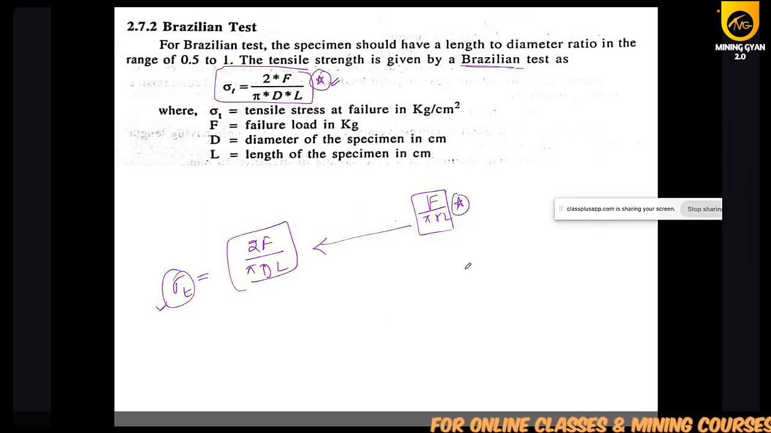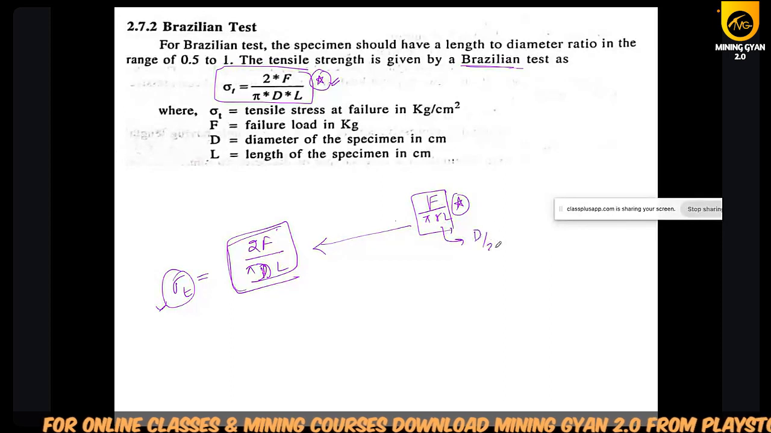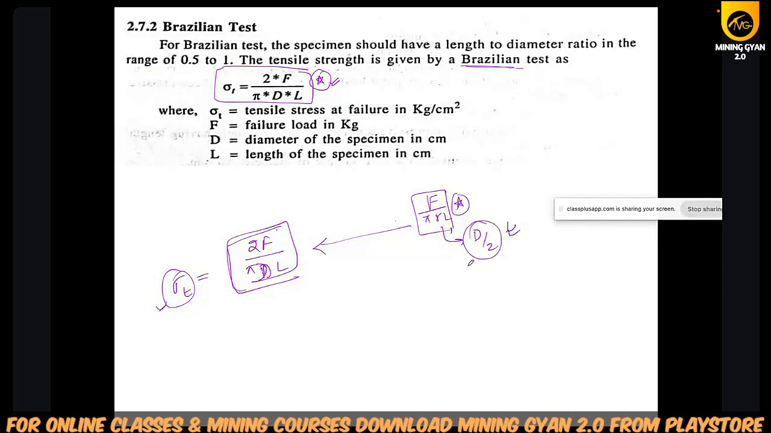It's up to you how you will remember. 2F by pi D L, D is the diameter. Why am I writing F by pi R L? R means D by 2, half of the diameter. So I am putting this: 2F by pi D L. You should remember this formula to find out the tensile strength.